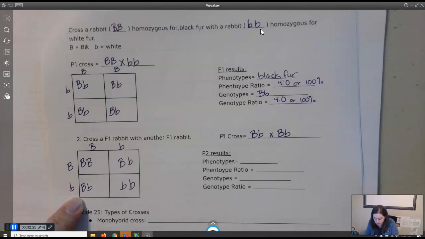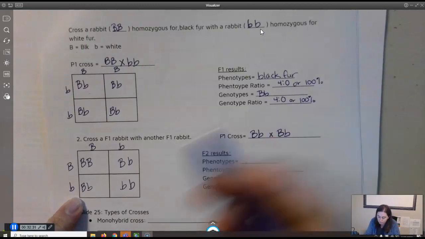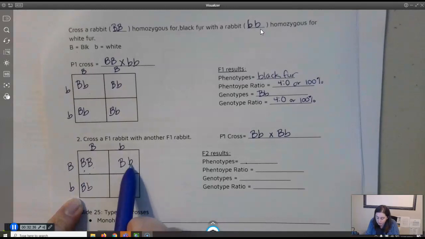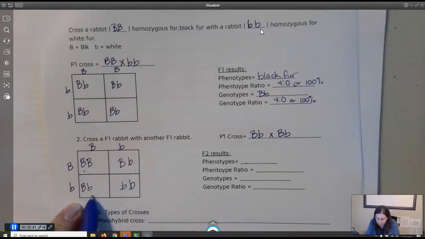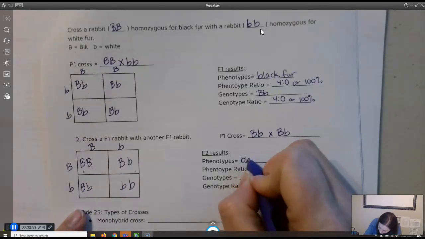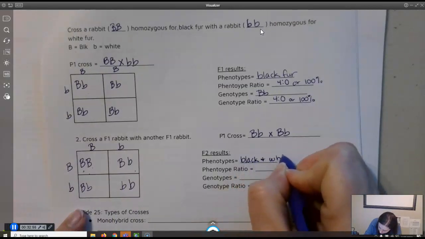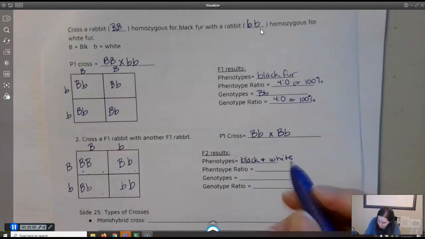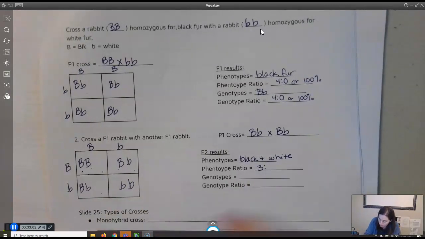Now we have an interesting offspring set. Our ratios are not 100% anymore. So this time, what phenotypes do we have? What's this one going to be? With two big B's, it's going to be black. With one big B and one little b, this one's going to be black. With one big B and one little b, this one's going to be black. But we have two little b's here, so this is homozygous recessive. This one's going to be white. So we have black and white. Okay? And our phenotype ratio, we have 1, 2, 3 black, 1 white.